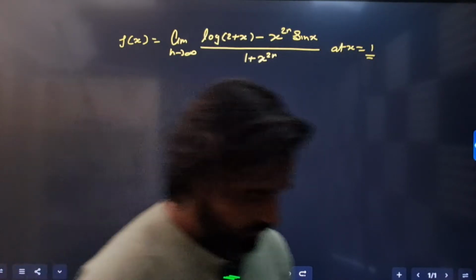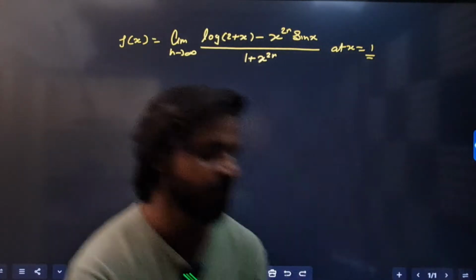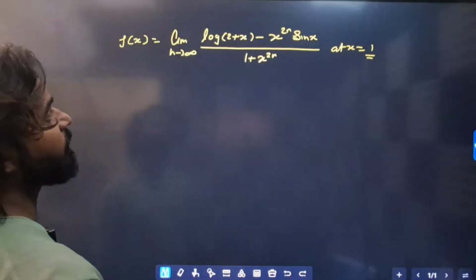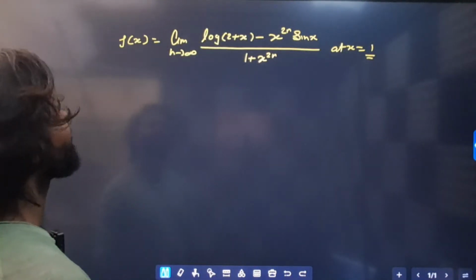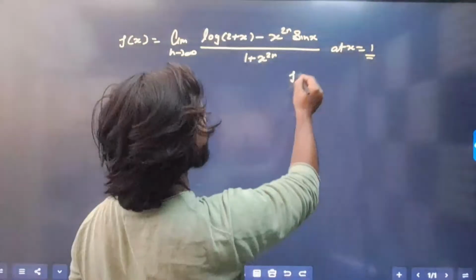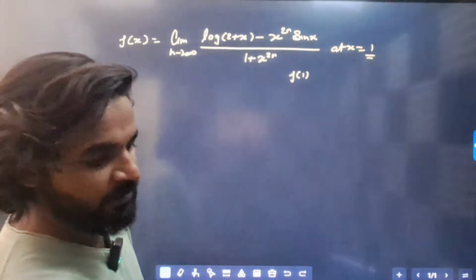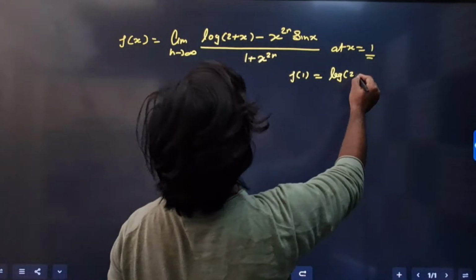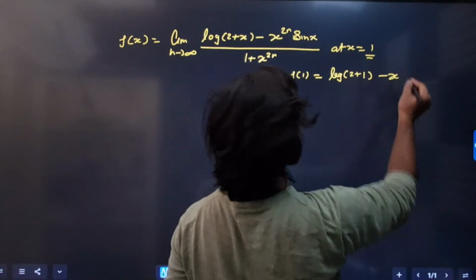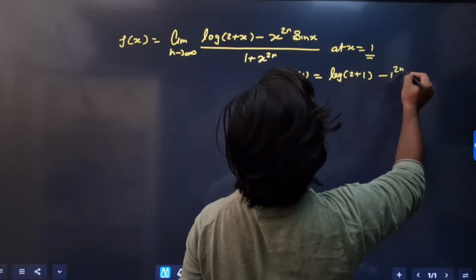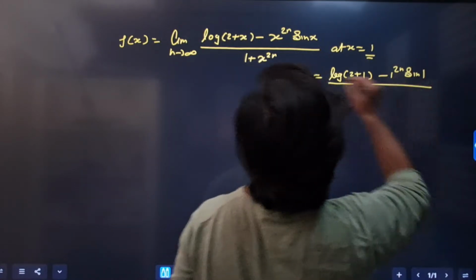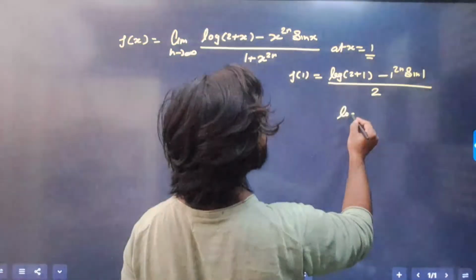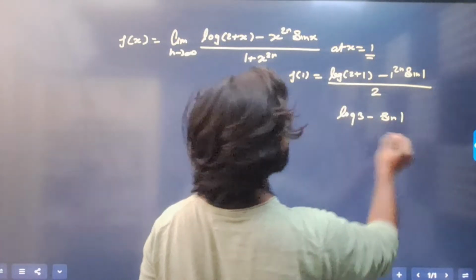So first we check continuity. This is our question. First of all, it is a simple question. We can first find the value of f(1). f(1) is equal to (log(2 + 1) - 1^(2n) sin 1) divided by (1 + 1), which means 2. So there is (log 3 - sin 1) divided by 2.